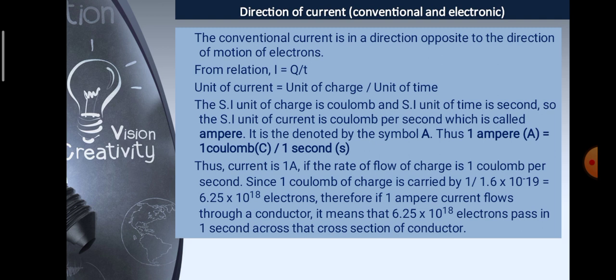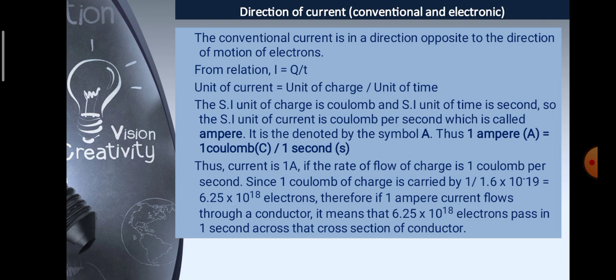From the relation I = q/t, the unit of current is unit of charge by unit of time. The SI unit of charge is coulomb and SI unit of time is second. So the SI unit of current is coulomb per second, which is called ampere. It is denoted by the symbol A. Thus, 1 ampere is 1 coulomb per 1 second. Thus, current is 1 ampere if the rate of flow of charge is 1 coulomb per second.